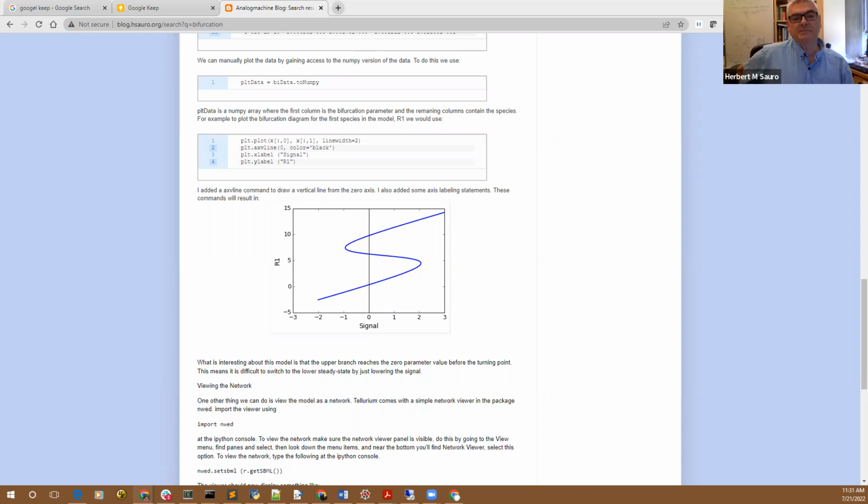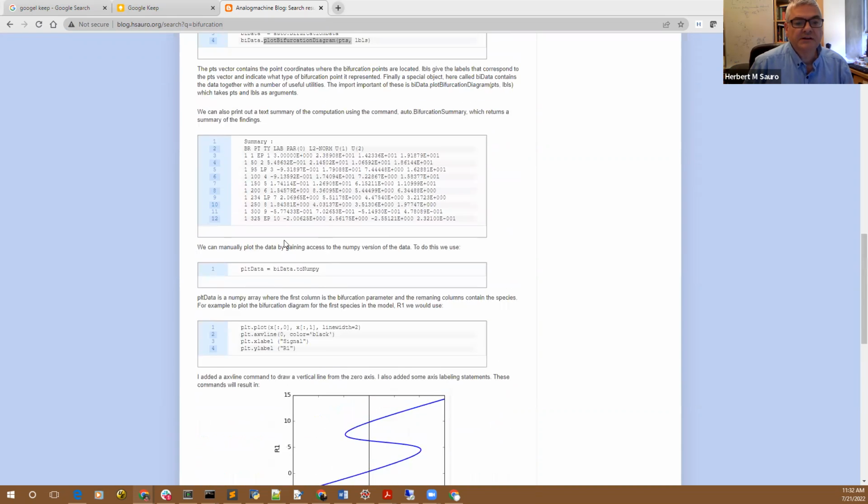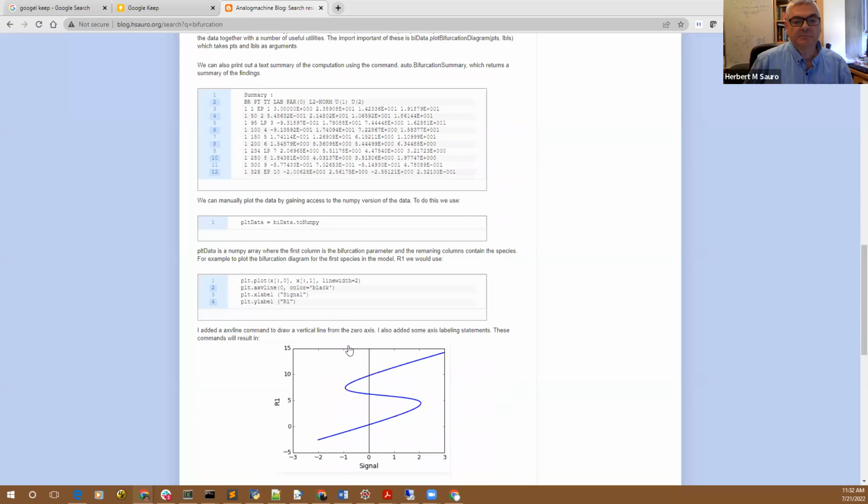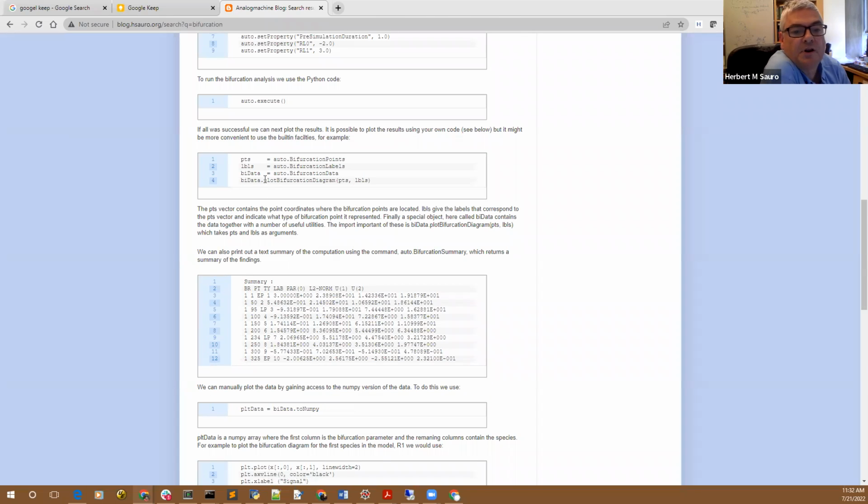In fact, you normally get a better plot than this. I plotted this manually. If you actually use the plotting function that comes with it, you get a better looking plot because it shows you where the stable points and the unstable points are. So you get more information.